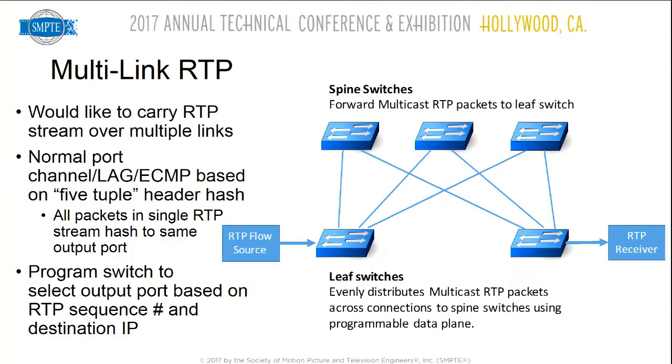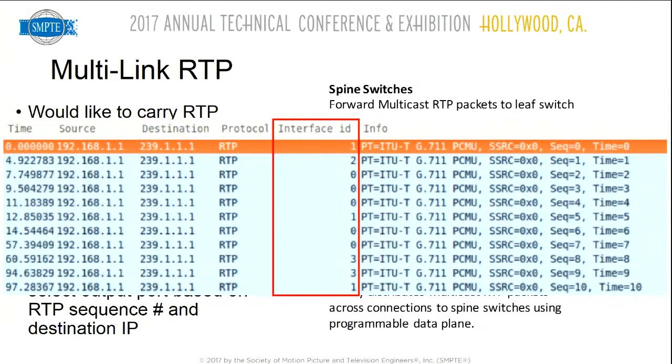But we have a programmable data plane, and we can now tell that data plane, well, instead of hashing on the regular 5-tuple, hash on the RTP sequence number, as well as the destination IP address. This allows us to take a single flow in, have it spread evenly across a leaf-spine network, and then it can combine back in and go out like that. So we're able to simulate this as well.